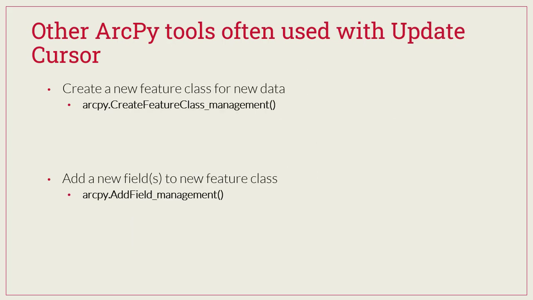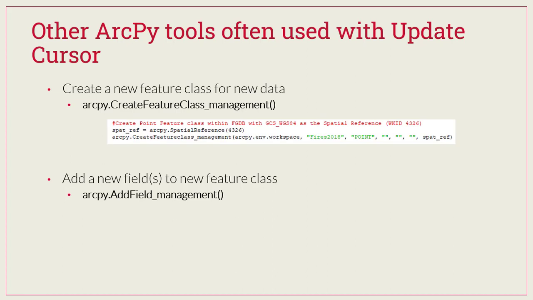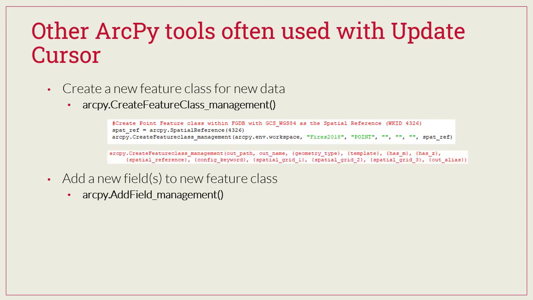Rounding out this list, we have create feature class management. In order to use Insert Cursor, you have to have something to insert it into. You're either going to be adding records to an existing data set, or you're going to be creating a brand new data set to populate from scratch with the Insert Cursor. So here we're going to look at the snippet of information that would be used to create a feature class. We're also going to look at the syntax of create feature class management and just remind ourselves about it.